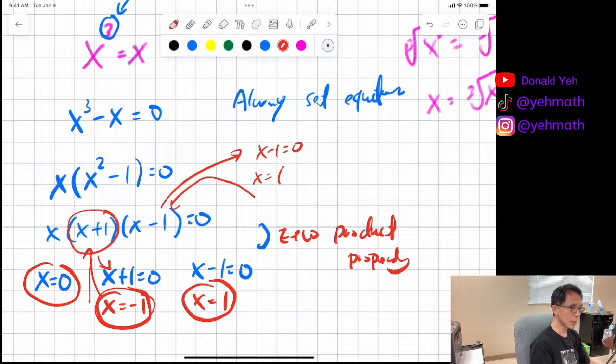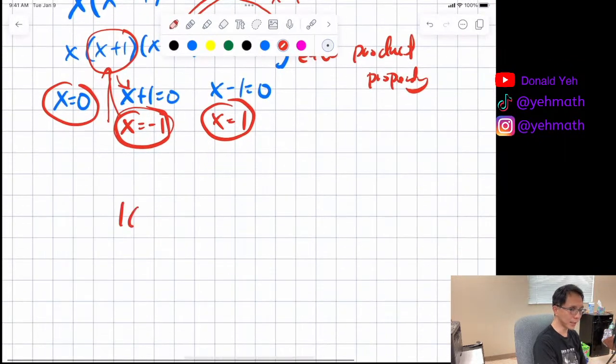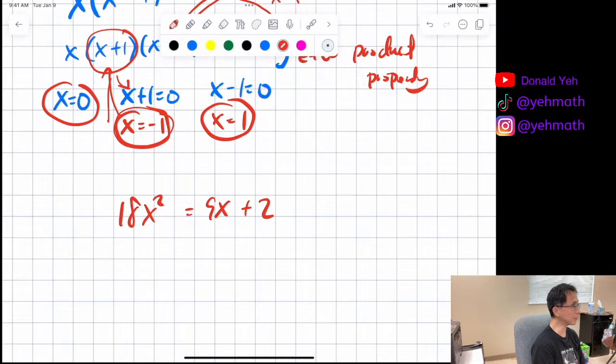Does that make sense? So what if I have a question like this? 18x squared equal to 9x plus 2, and I say, hey, solve for zeros. Solve for the solution. This is the first time you deal with an equation. Ian, don't fall asleep. This is the first time you deal with an equation. All the previous tests, we only dealt with expressions. And we'll talk about the difference between equations and expressions in a second.